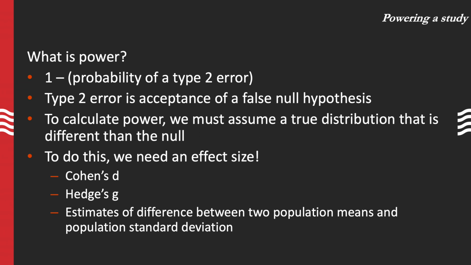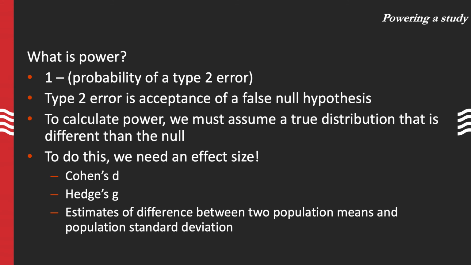So that does it for t-tests and effect sizes. What about power? Because at the beginning of this video we talked about the probability of a type 2 error. Well, power is defined as 1 minus the probability of a type 2 error, 1 minus the probability of falsely accepting a false null hypothesis.